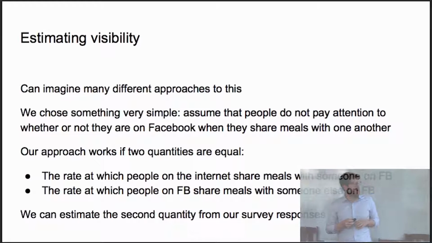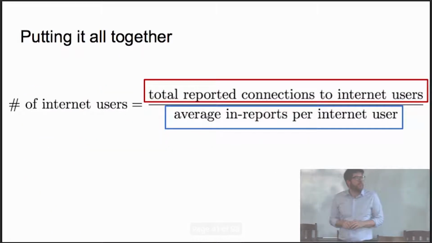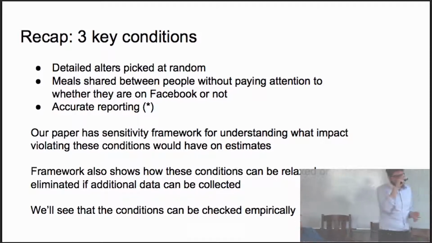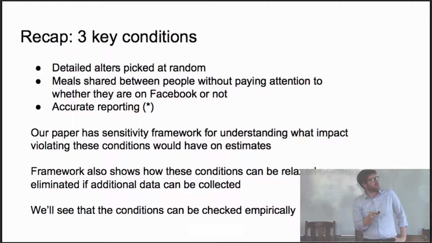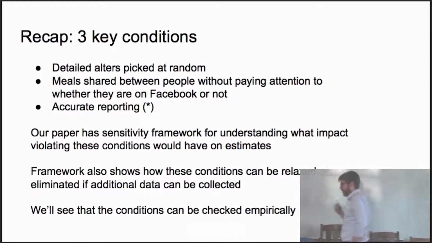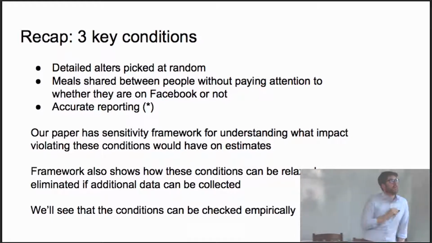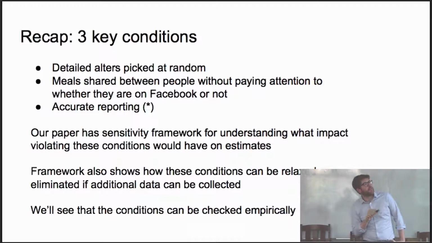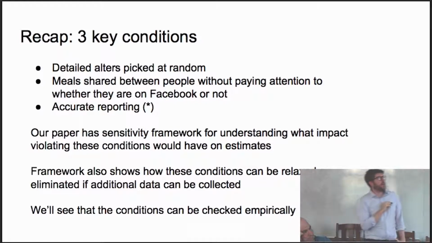And so we can estimate the second quantity from our survey responses, and again, this is something that we're going to be able to look at empirically. Okay, so why don't I quickly recap, and then I'll move on to the empirical analysis. The three key conditions that these approximate estimates rely upon are, first, this idea that the detailed alters are picked at random. Second, that people don't pay attention to whether or not they're on Facebook when they decide to share meals or not share meals together. And then third, that reporting is accurate.